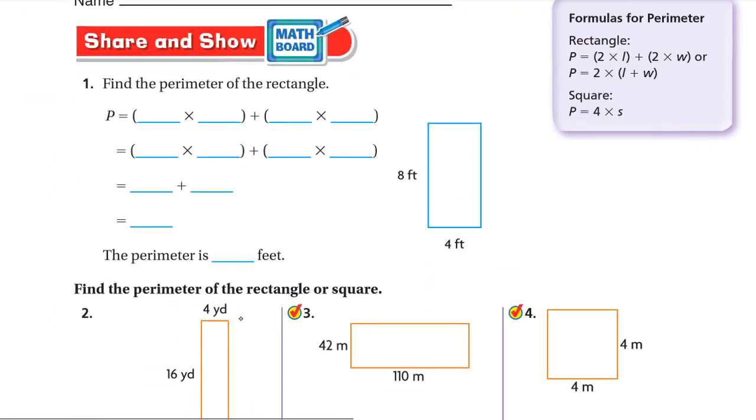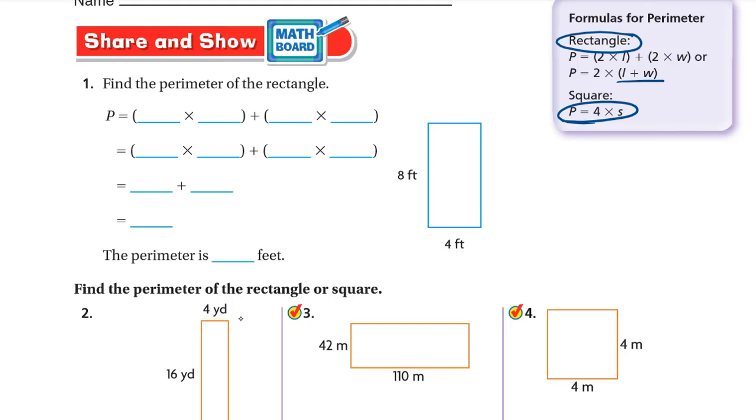And now for share and show. So here are our formulas. For the rectangle, we have P equals 2 times L plus 2 times W, or 2 times L plus W. And for the square, we have P equal 4 times S.